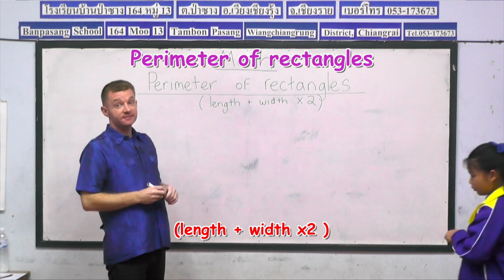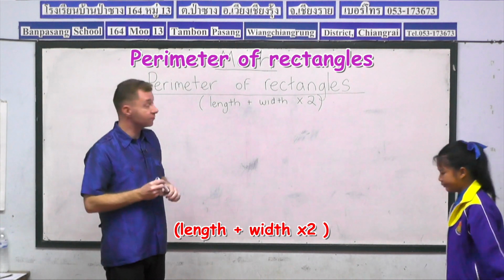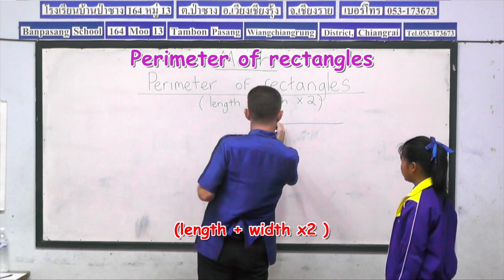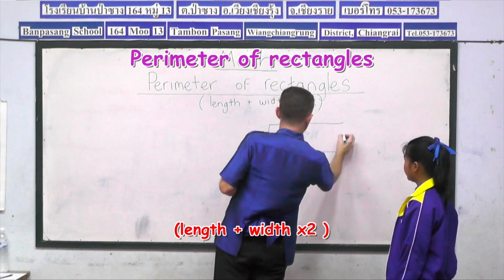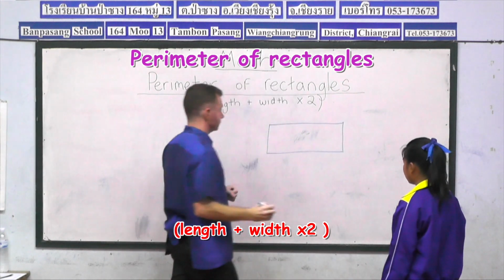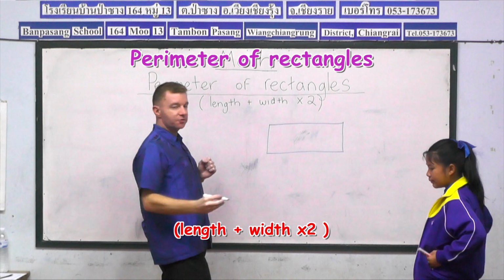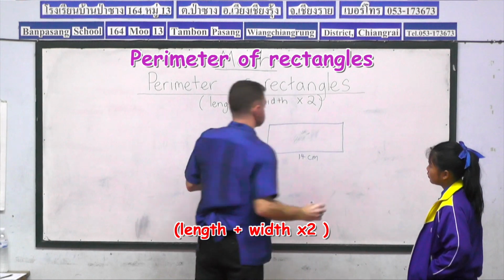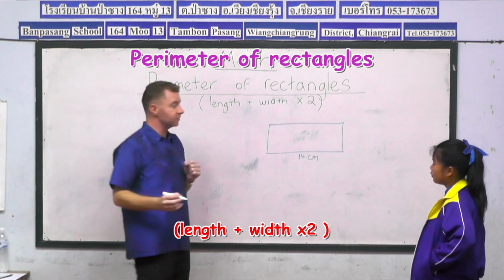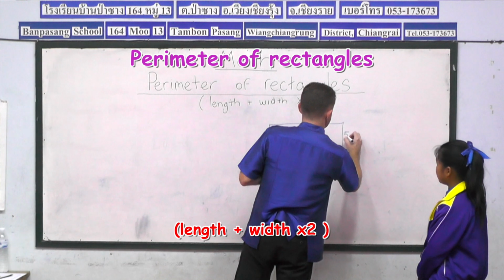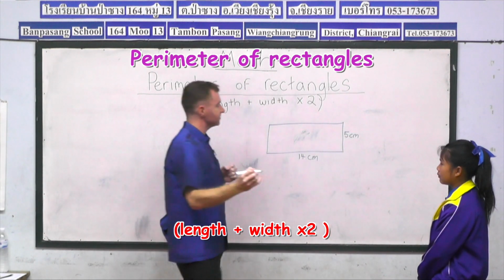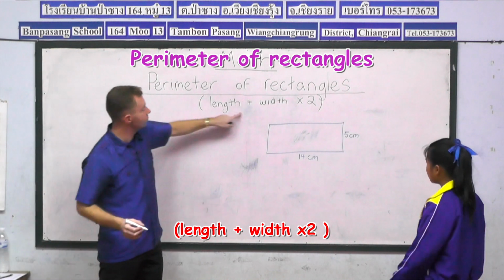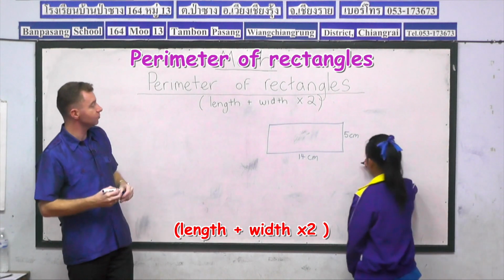Now the first thing we need to work out the perimeter of a rectangle is a rectangle. So let's see. Have a rectangle like this. Okay, so we'll say the length of the rectangle is 14 centimeters and the width 5 centimeters. So Lakgao, can you now demonstrate how to work out the perimeter using the formula length plus width?